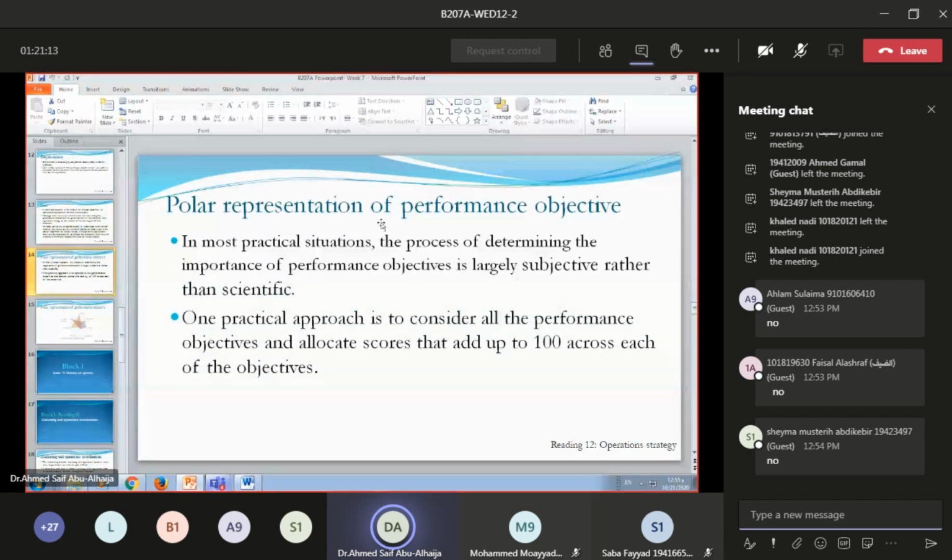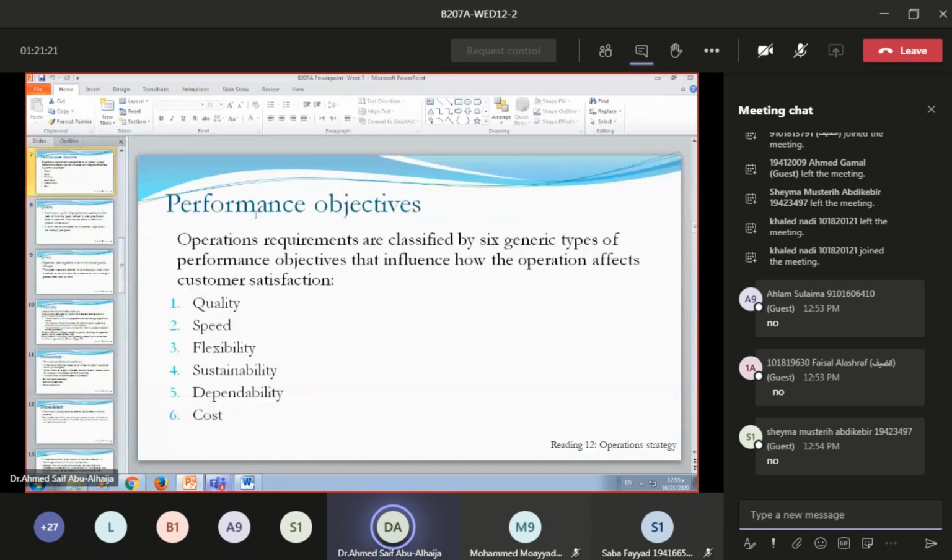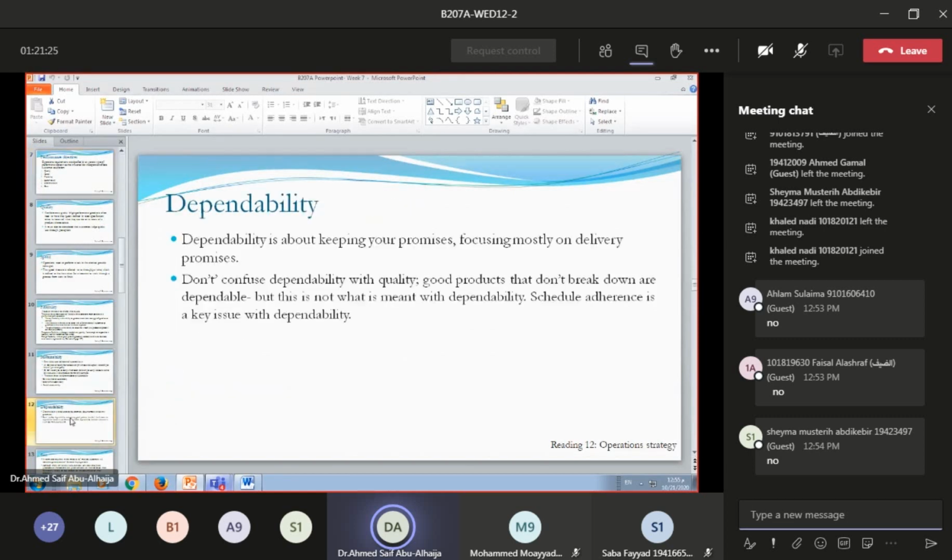Polar representation of the performance objectives. Remember these performance objectives, right? Quality, speed, flexibility, sustainability, dependability, and cost. Okay, back here.